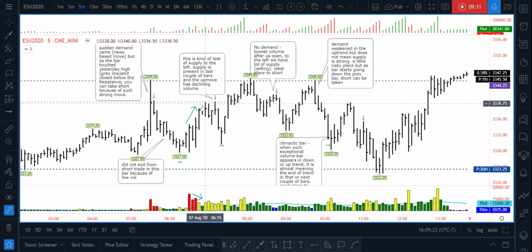It is testing where the suppliers previously proved themselves. All these bars show suppliers proving themselves. When it came back to the area, suppliers proved themselves again by pushing it down. So this is where you can take a shot, because by this time the background is supply, and this is a low volume bar.